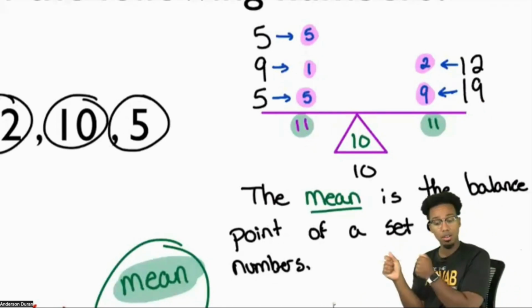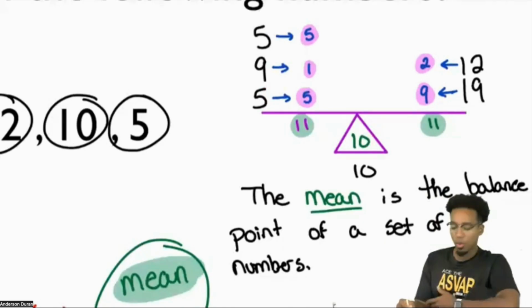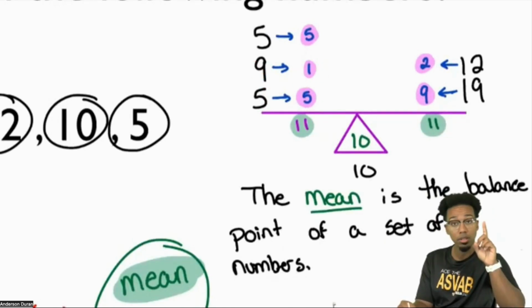And what we saw was when you look at what that total difference is, like how many numbers away they are, 5 is 5 away from 10. 9 is really close to 10. It's just 1 away. Then we saw the 5 again, 5. We added it all up. We got 11. 5 plus 1 is 6. 6 plus 5 is 11.